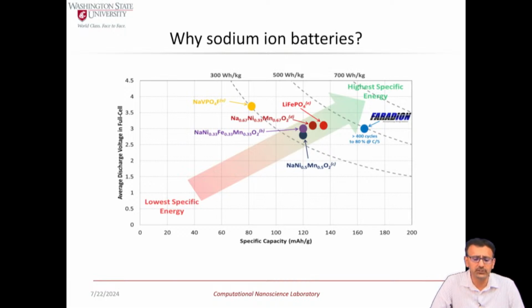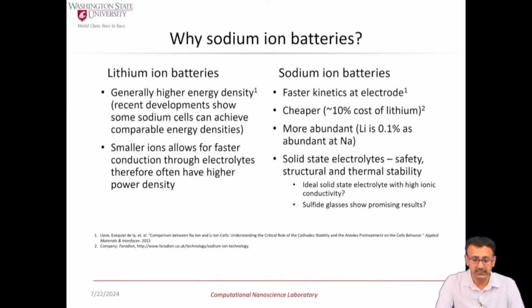So this chart here shows you a couple of metrics which measure the performance of an energy storage system. On the y-axis you have the discharge voltage, and on the x-axis you have specific capacity. Roughly a product of these two gives you what is called specific energy. So these curves are different specific energies, 300, 500, 700. The higher it is, the better. And you can see that some of these sodium ion batteries are now achieving up to about 500 watt hours per kilogram of specific energy, which is actually getting comparable to some of the standard lithium ion ones. So there's a lot of promise for this solid state battery technology.